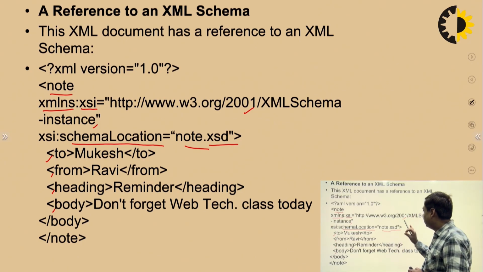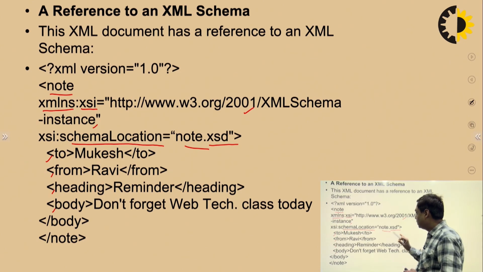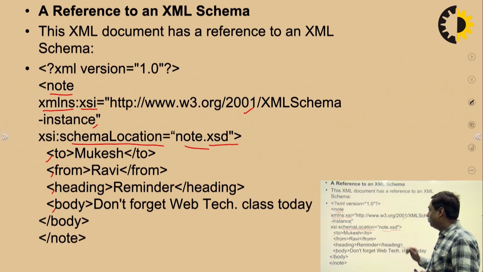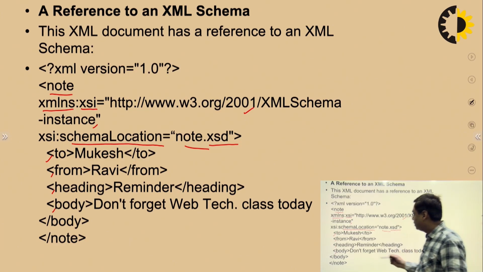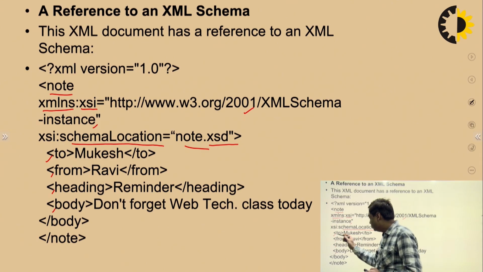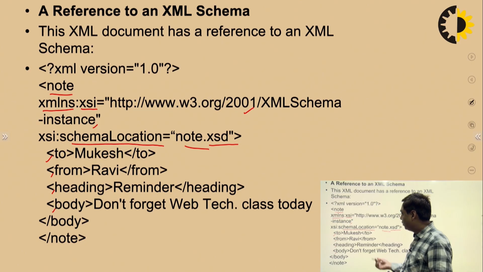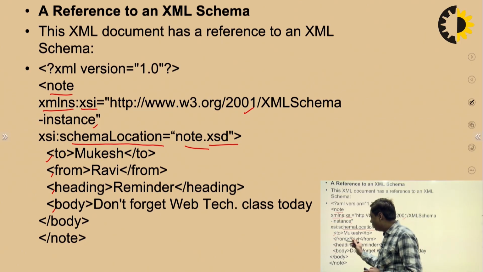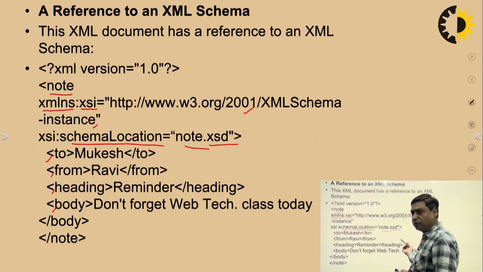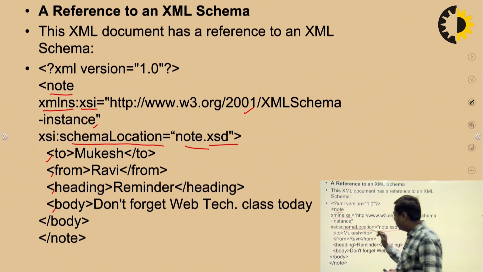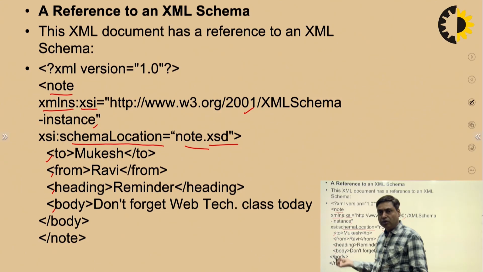If the mapping is okay, then it is a valid XML. If the mapping is not okay, then it is an invalid XML. Mapping is not okay means you are using a different name, for example for 'to', a different spelling or any other word. If you are using 'from' here, and in the XML schema you also define 'from', then it is valid. And here, if you are using 'from1', then it is not valid.